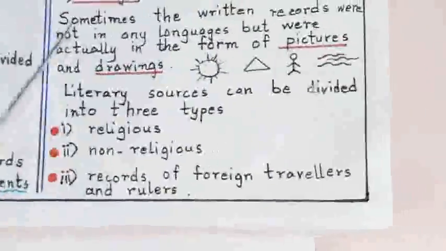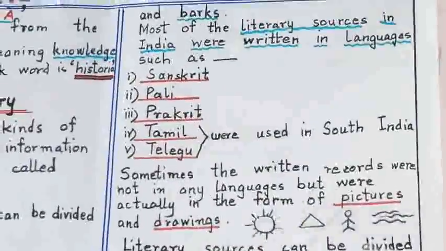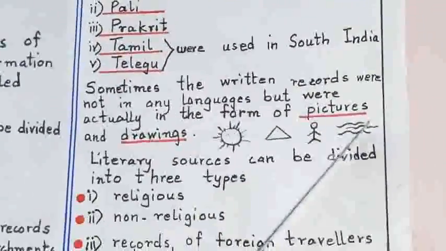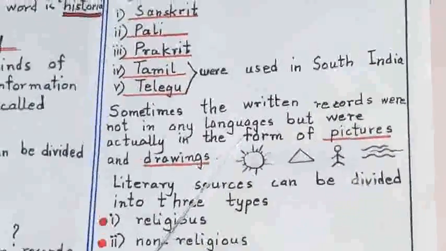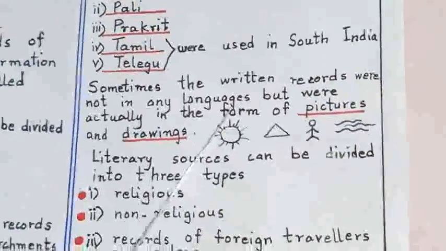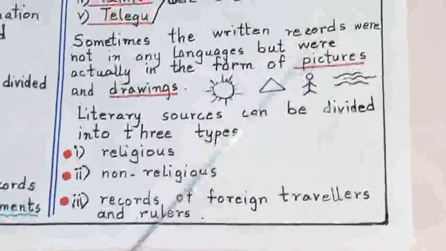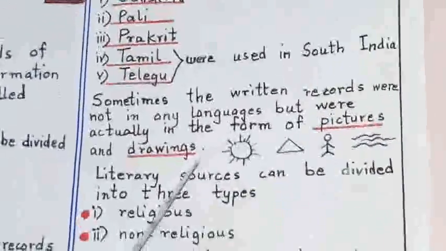Sometimes the written records were not in any language but were actually in the form of pictures and drawings. You can see these drawings. Pictures and drawings were used in the prehistoric time when history was not in written form. We did not get any information in writing in those times. When people did not know any script, they used to communicate with each other only using drawings.